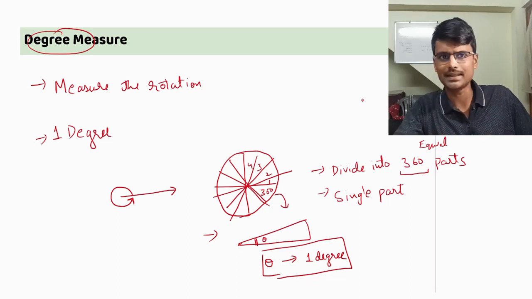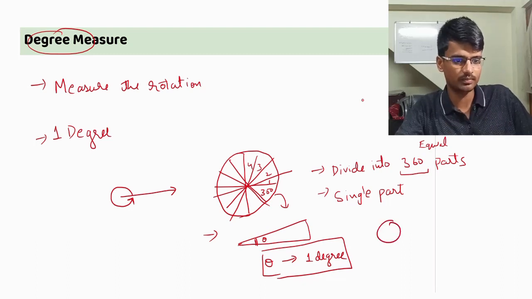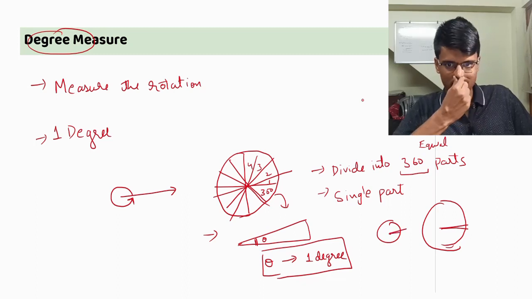I can take any circle. This angle is going to remain the same. 1 degree is 1 degree for any circle. If I take a smaller circle or a bigger circle, this 1 degree is going to remain the same thing. This 1 degree will be 1 degree only. So that is the concept of degree. You all got that, what is a degree.